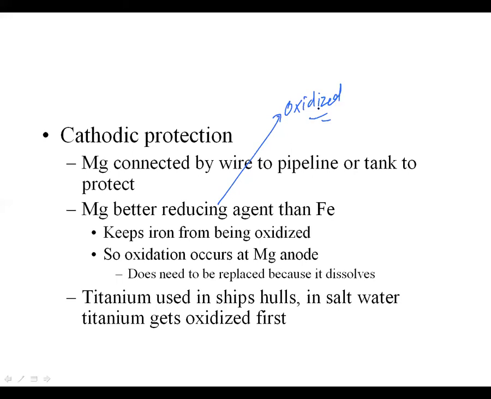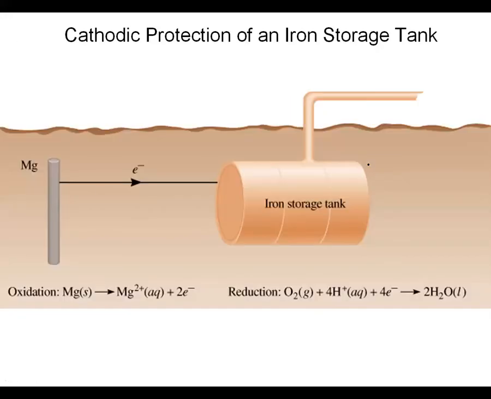Same idea, titanium on ships is used to help prevent oxidation caused by the salt water. And here's a picture of that. Again, by hooking this magnesium to it, this is where all of our oxidation will occur, leaving our buried tank happy and perhaps not so corroded. Obviously if you're using that underground, like in this picture, it's probably storing something and you wouldn't want that tank to fail, so stuff inside doesn't leak out.